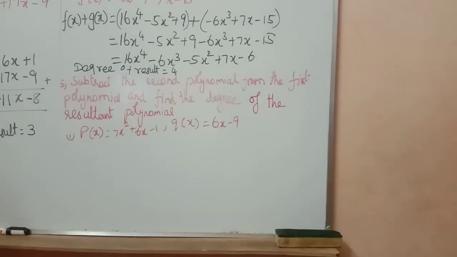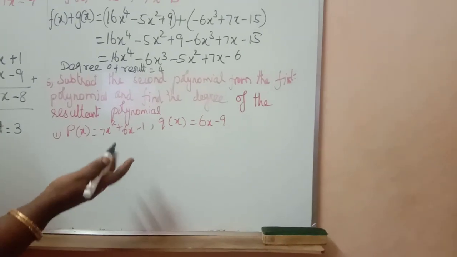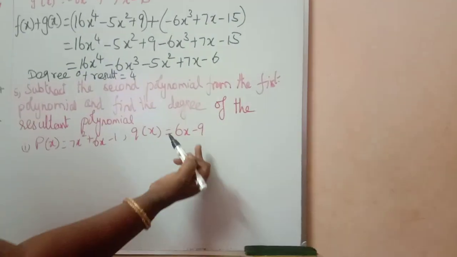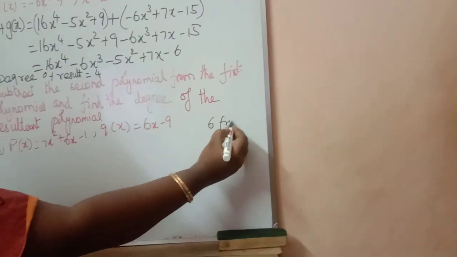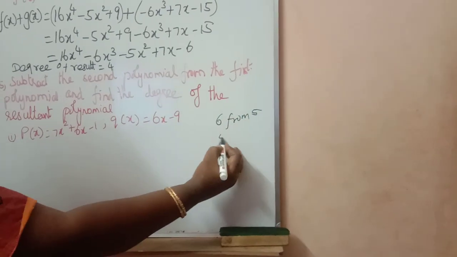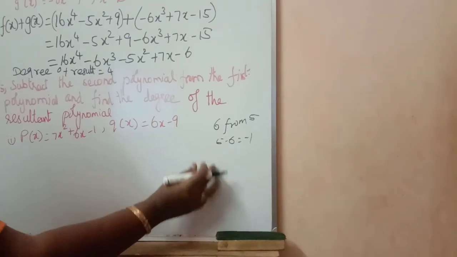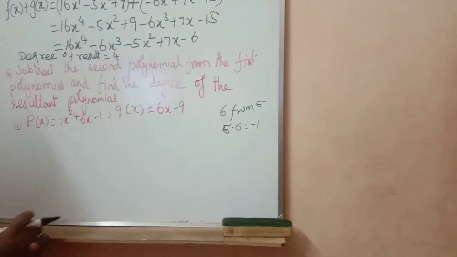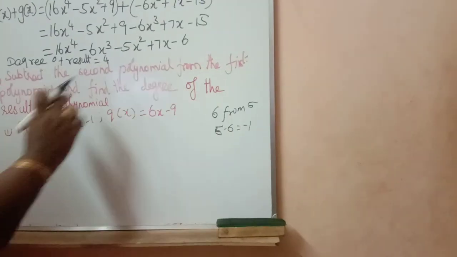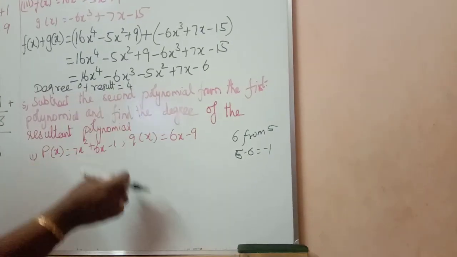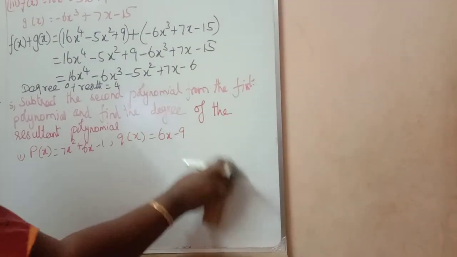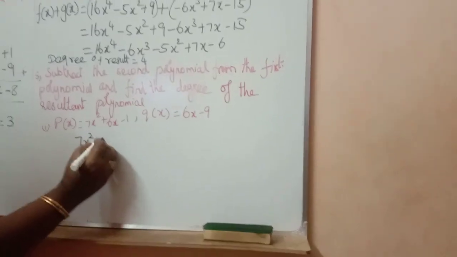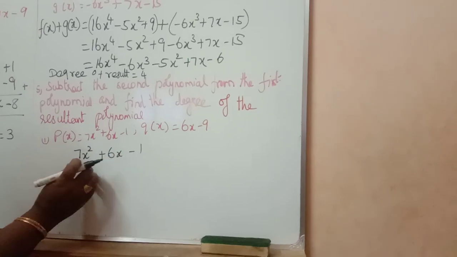Next, subtract the second polynomial from the first polynomial. What is the first polynomial? Subtract 6 from 5: what will you do? 5 minus 6, you will write minus 1. We know the rule: the first polynomial we have taken first, and from that we have to subtract the second polynomial. So the first polynomial p of x, 7x square plus 6x minus 1. Leave some space and write.